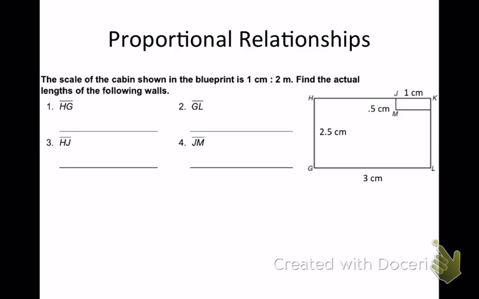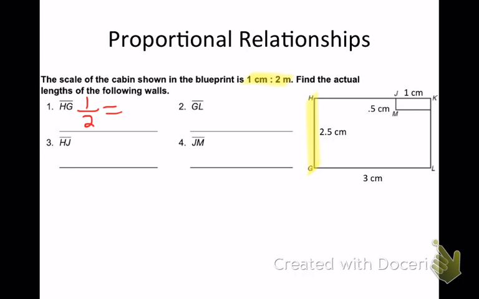Alright, so the first one here says the scale of the cabin shown in the blueprint is 1 centimeter to 2 meters. Find the actual lengths of the following walls. So what's my ratio I have here? 1 to 2. So I have 1 to 2 here. Find the actual lengths of the following walls. Well, the first one says HG. What's the length of HG?